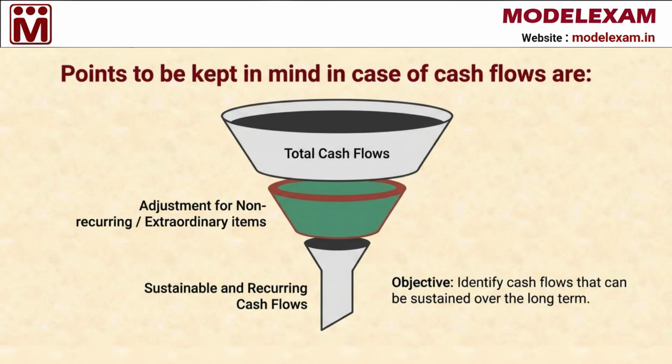Finally, think of your analysis as a funnel. Start with the total cash flows, but then apply a filter. You need to adjust for non-recurring or extraordinary items that distort the numbers. Your objective is to identify the sustainable and recurring cash flows that the company can generate over the long term. This filtered view is what truly determines the value and survival of the business.